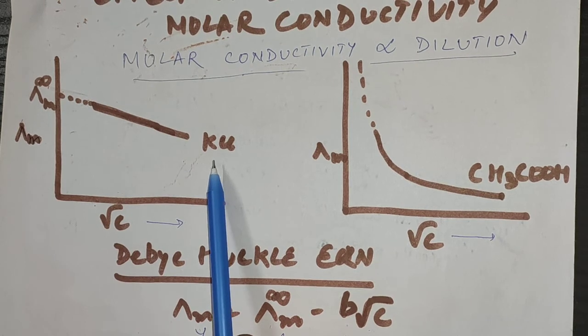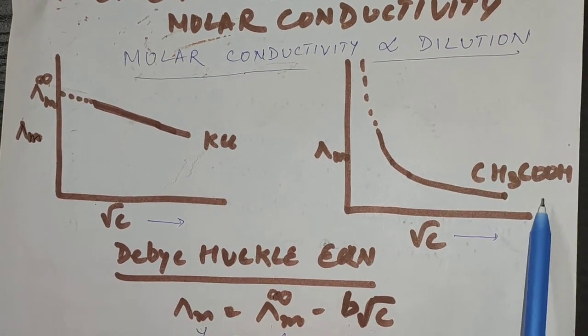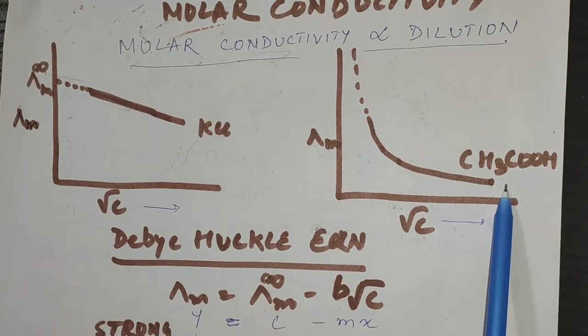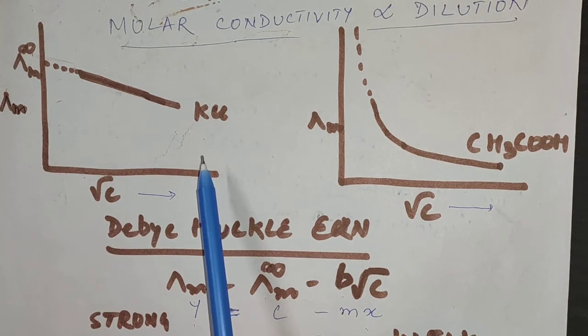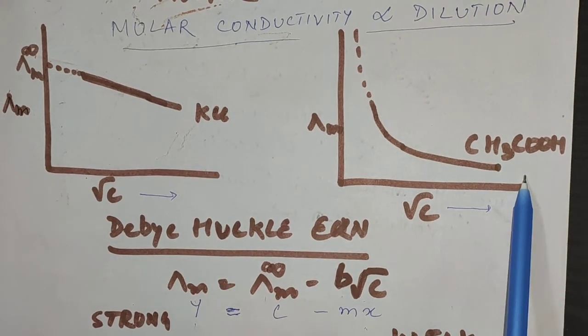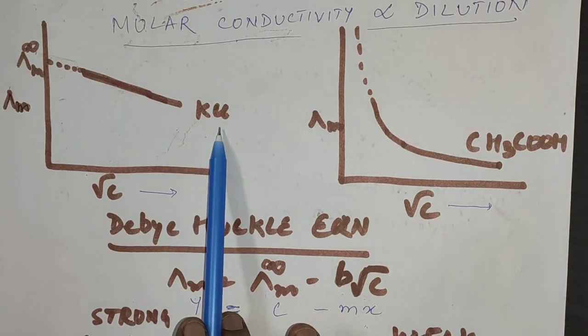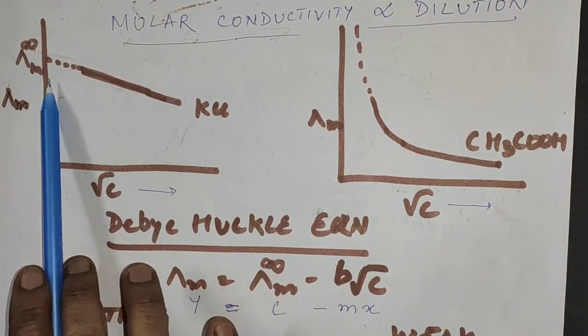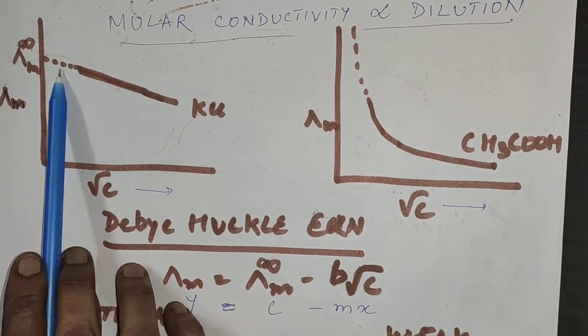KCl obviously is a strong electrolyte because it is a 100% ionic bond. Acetic acid is a weak electrolyte because it is polar covalent, it is not ionic. So there is a difference between conductivity of strong electrolytes and conductivity of weak electrolytes. So we'll take them one by one. What happens in a strong electrolyte? You're seeing that the graph clearly shows as concentration is decreasing, conductivity is increasing.